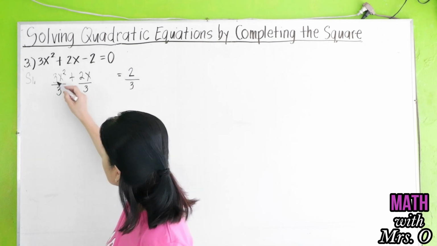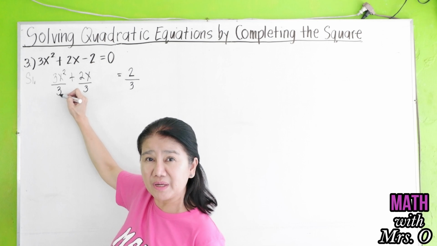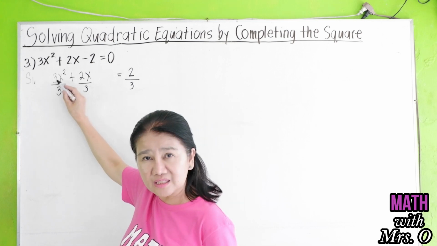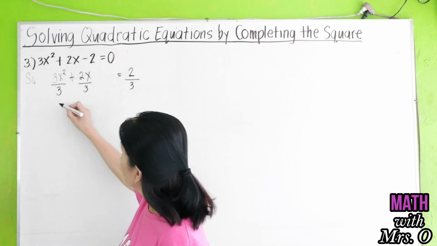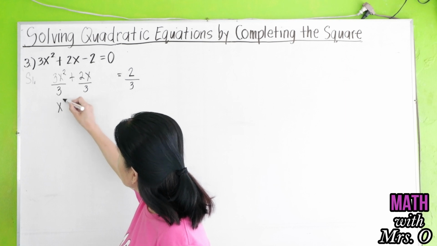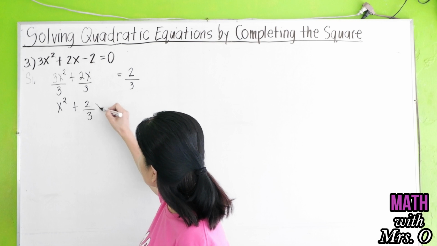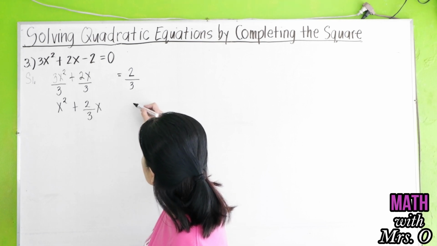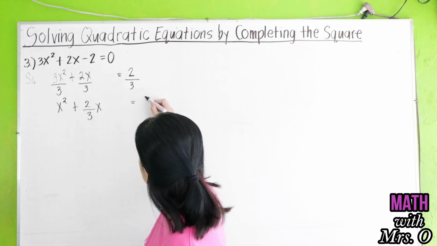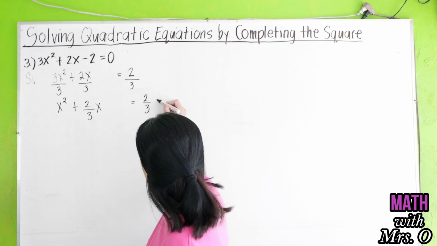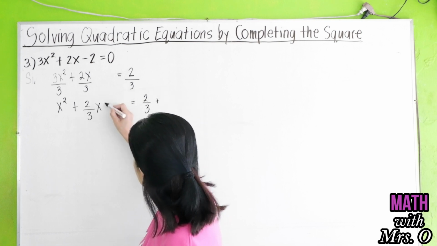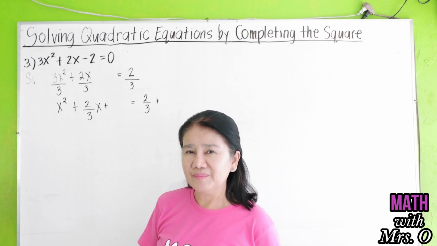If this is 2, divide this by 2. If this is 5, divide everything by 5. If this is 7, divide everything by 7. Simplify. So x squared plus 2 thirds x is equal to 2/3 plus blank plus blank.